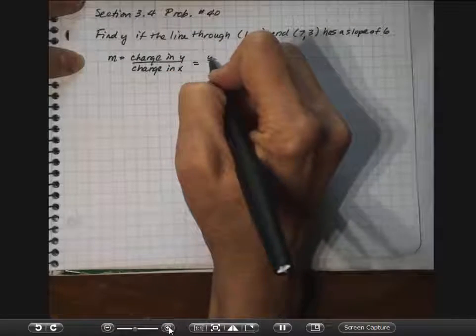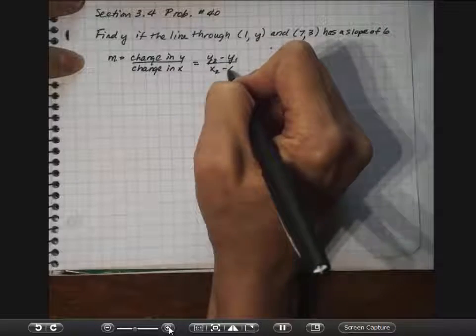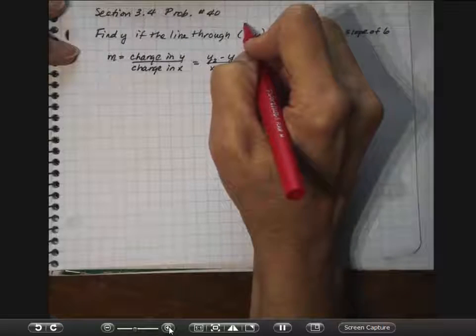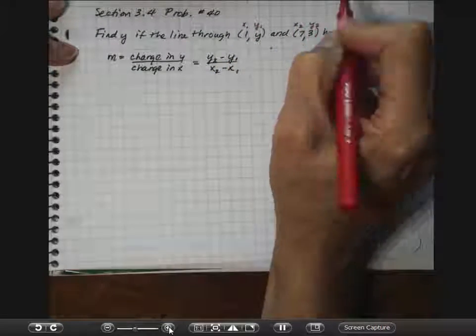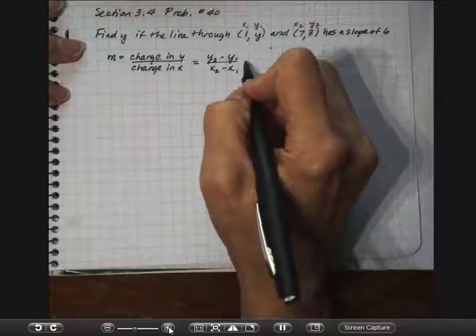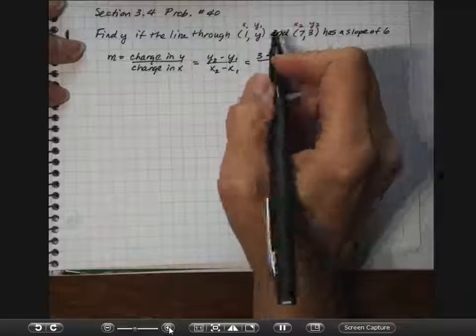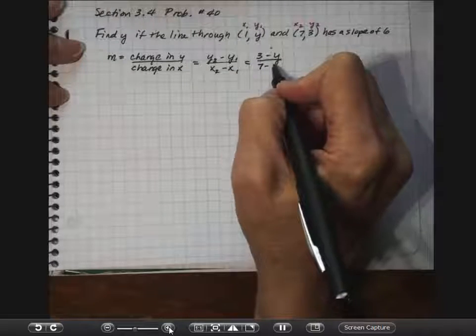So we're going to look at the difference in your y's over the difference in your x's. And I usually label my points so I don't get confused as to where my x1 and y1 go and where my x2 and y2 go. So I'm going to go ahead and plug those in. y2 is going to be 3. y1 is just y. That's going to be divided by x2, which is 7, minus x1.